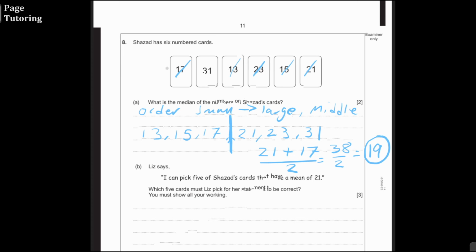So all we've done is put the numbers in order, found that the middle would be between 2 numbers, and we found what number is exactly between those 2 numbers.